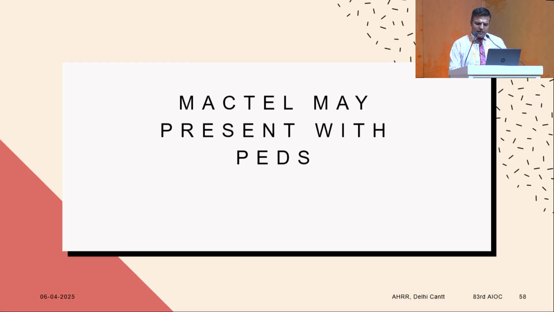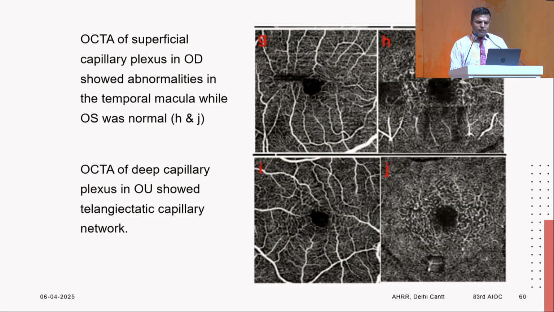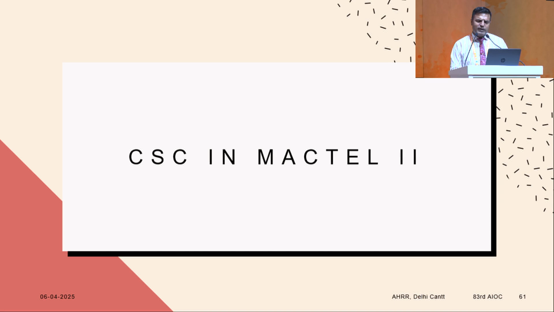There can be other masqueraders with MACTEL, if I may continue for a minute or so. There can be one with multiple PEDs, and when you do fluorescein angiography or ICGA, the fluorescence from your PEDs will overlie the presence of these fine perifoveal leaks. But in an OCT angiography image, it will be easier to pick up the presence of concurrent macular telangiectasia. So one has to be on the lookout for this disease in the macula. Only then will your skill in picking up MACTEL increase.